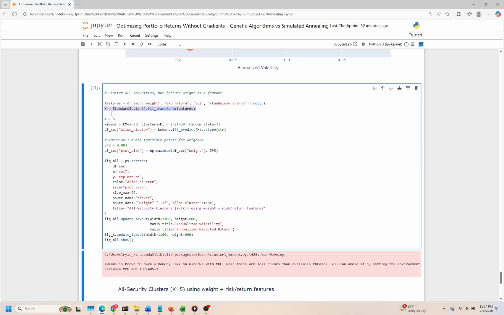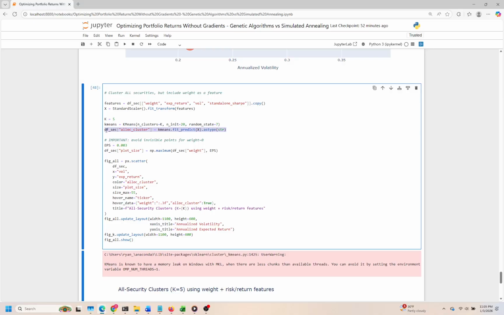Next, we define the number of clusters we want to create, which in this case is set to 5. We then initialize the k-means algorithm with multiple random initializations to increase the chances of finding a stable solution. After this setup, we apply the k-means clustering, which assigns each security to one of our predefined clusters. One important consideration we address is ensuring that weights of 0 do not lead to invisible points on our scatter plot.